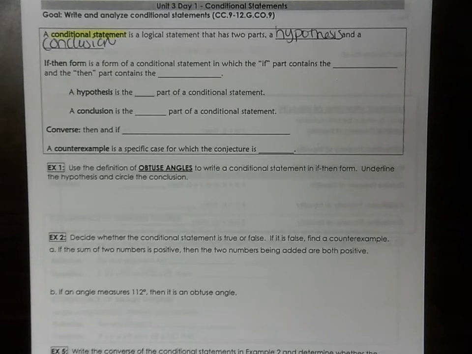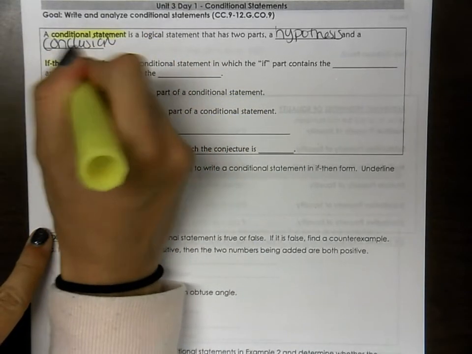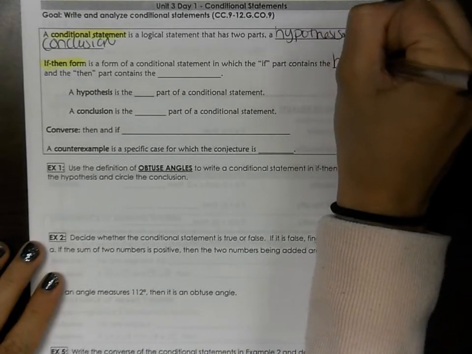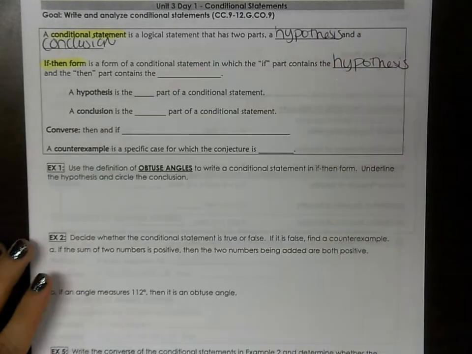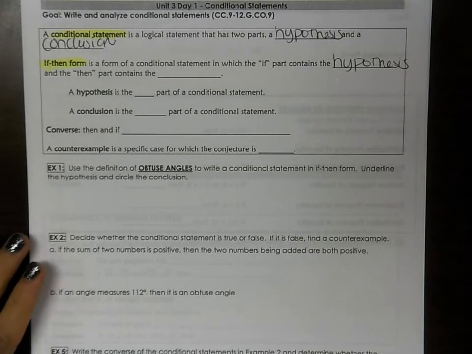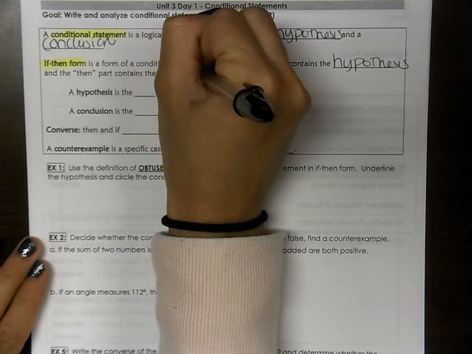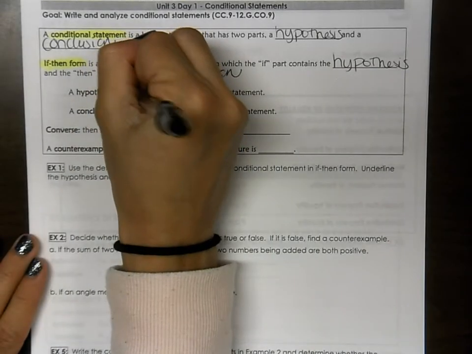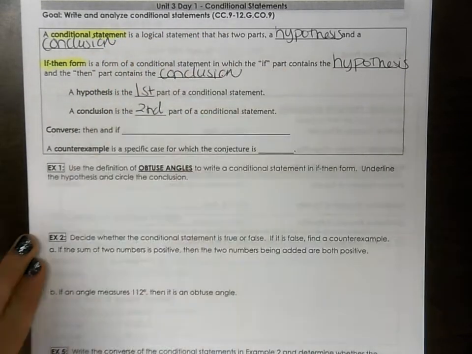And we will write these in if-then form. It's typically how you've seen hypotheses before, regardless of what class. The if part is going to be your hypothesis, so if I do this, and your then will be your conclusion: then I expect this to happen. We always put the hypothesis first and the conclusion second.